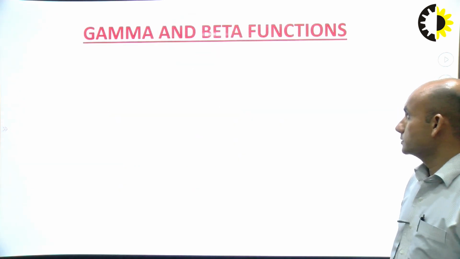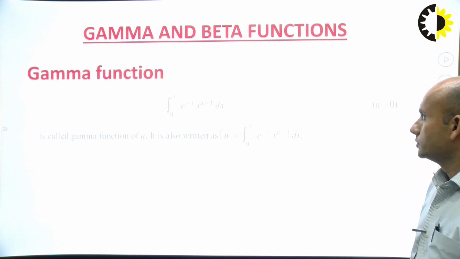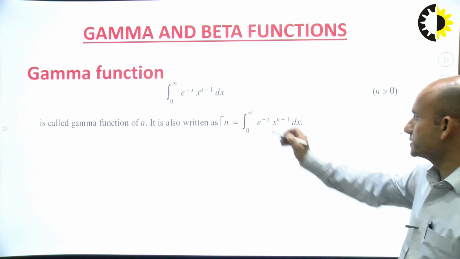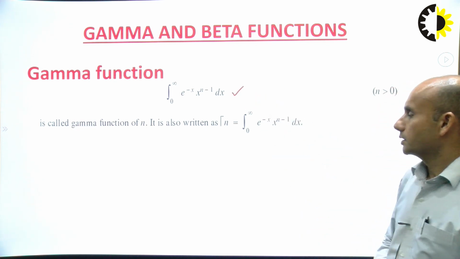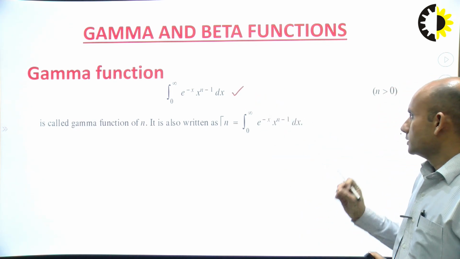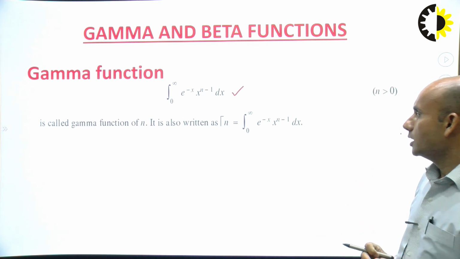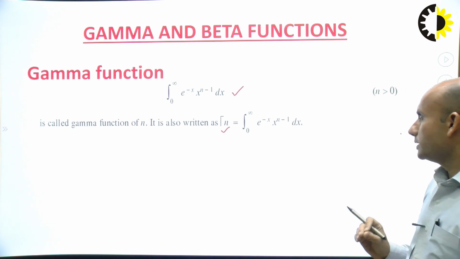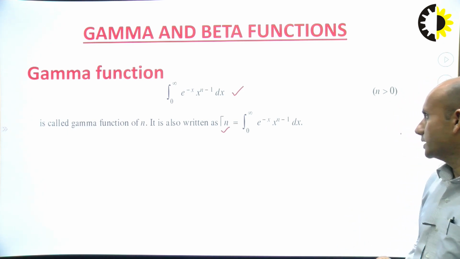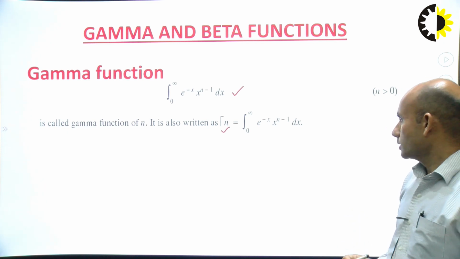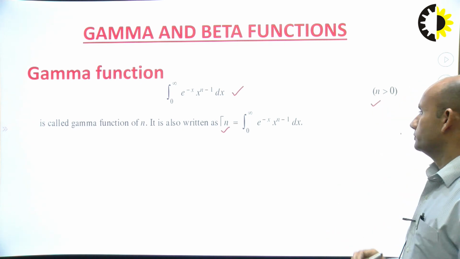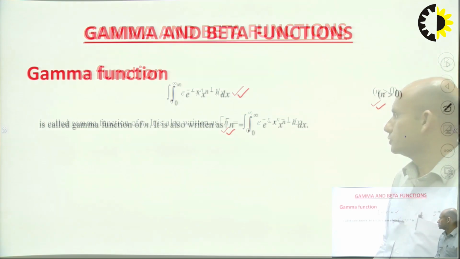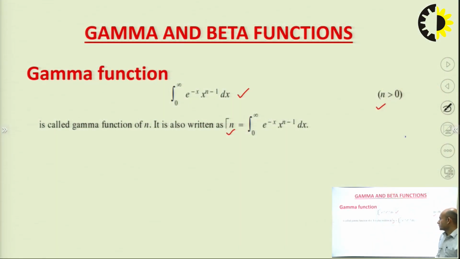First, we will discuss the gamma function, which is an integration of the form 0 to infinity e raised to minus x, x to the power n minus 1 dx, and this integration is said to be the gamma function, written as gamma n, where n is any positive number. It may be a fraction or an integer. So n should be positive for this gamma.